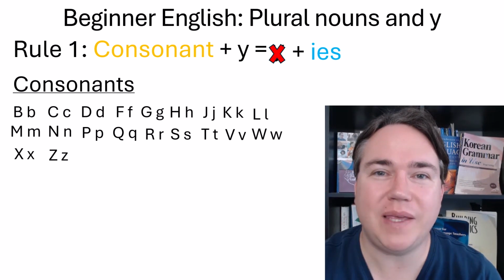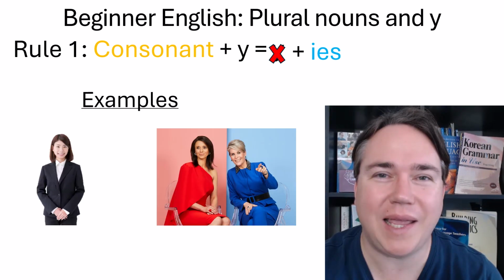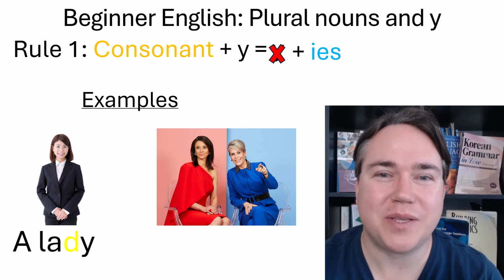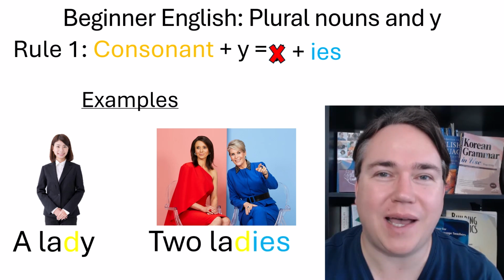So if you have one of these consonant sounds or letters plus Y at the end of the word, when it's a plural you must remove Y and add IES. Let's take a look at some examples of this rule. Here we have a lady, D and Y at the end. So the plural is two ladies. Remove the Y and add IES.